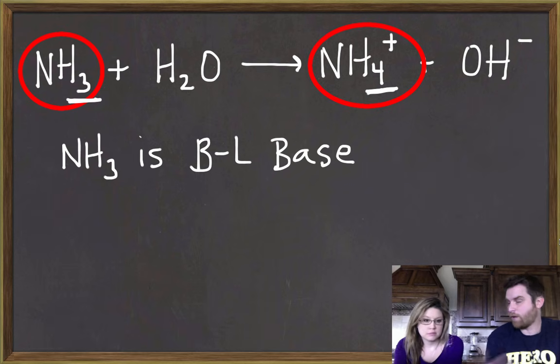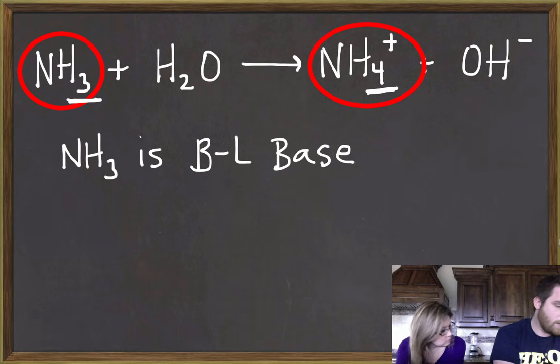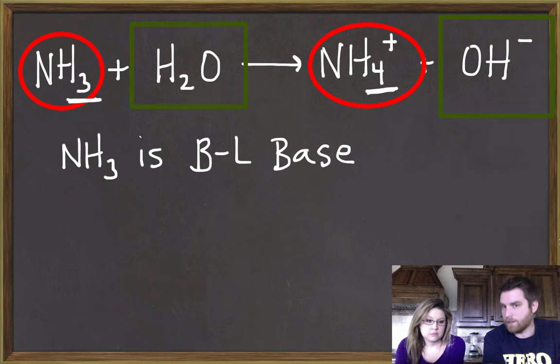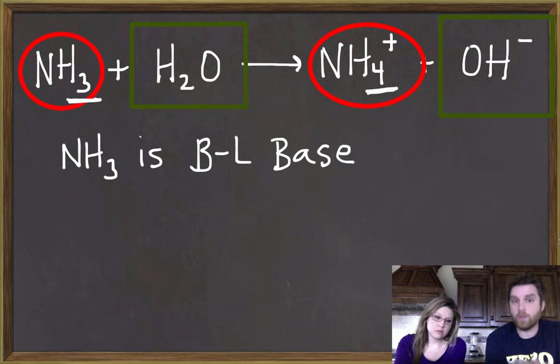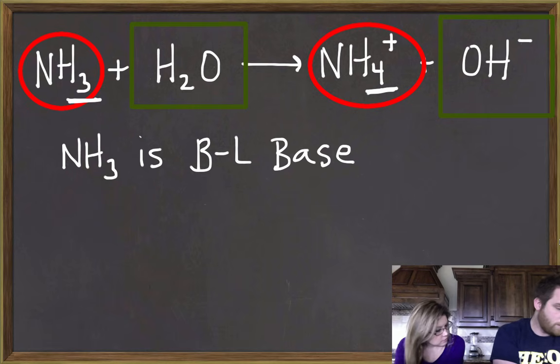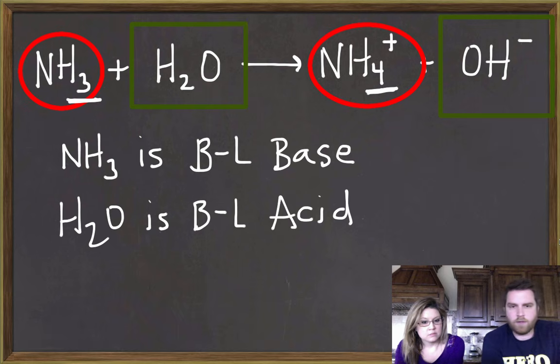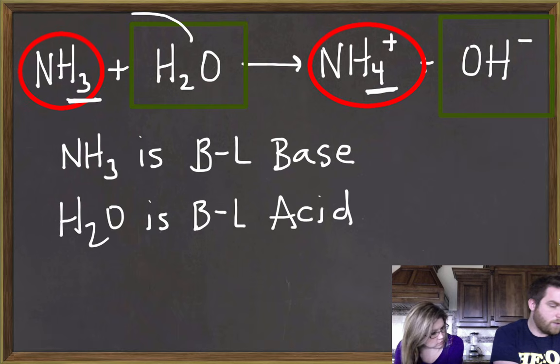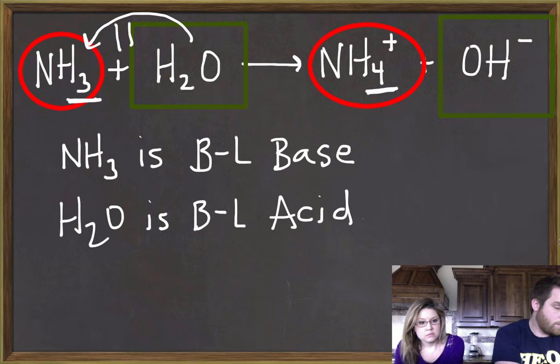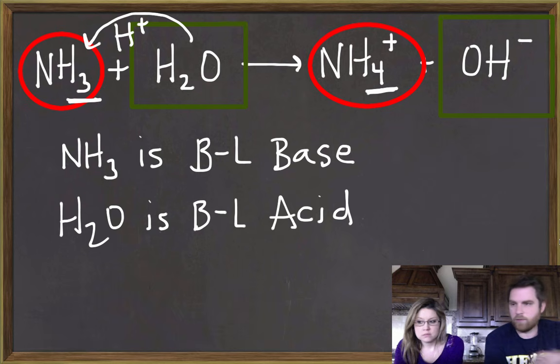Well, who did it accept the proton from? Water. So in this case, water, let's use the box. Water, since it went from H2O to OH minus, it lost that H plus. So it donated it to ammonia. So then we would say that H2O is the Bronsted-Lowry acid. As you can see, this guy donated a proton to that guy. And that's pretty much what happened. What happens if H plus goes away from H2O? You've got OH minus left over.